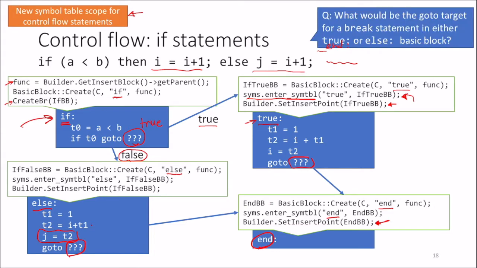Let's look at a question that you can answer to make sure that you're understanding. What would be the goto target for a break statement in either the true block, so either here, so instead of i equals i plus 1, let's say that I had a break statement here. As you know, a break statement breaks out of the loop. So where would it end up? That's one question. The other place you can have a break is in this basic block.